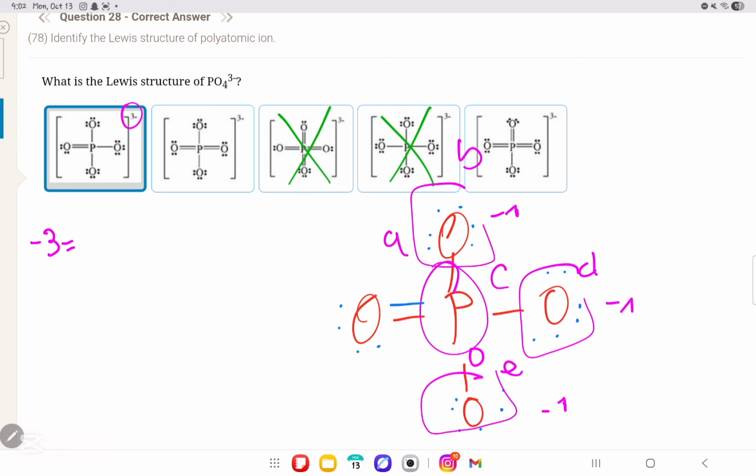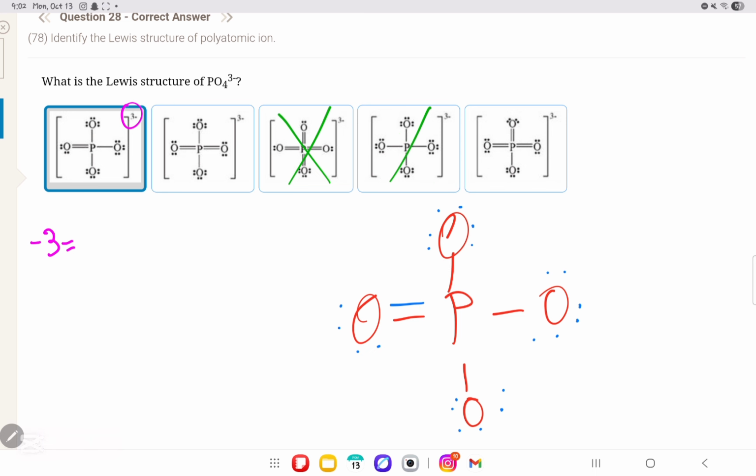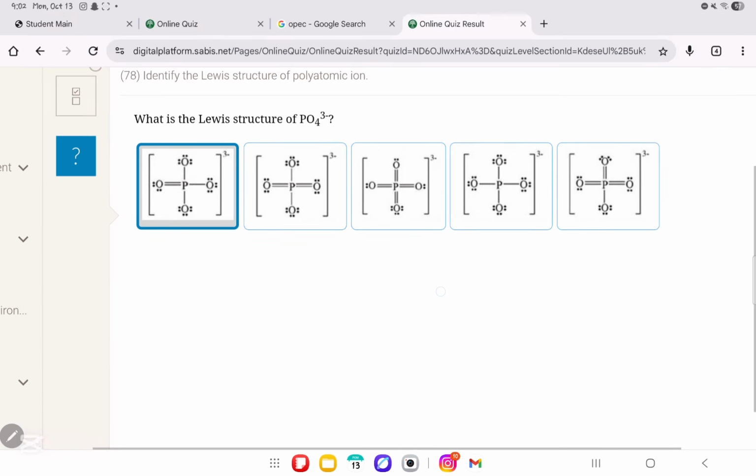So as long as our central atom has a charge of 0, then we will be just fine. So this is the final structure. Don't forget to put the minus 3. So that means this is our structure over here.